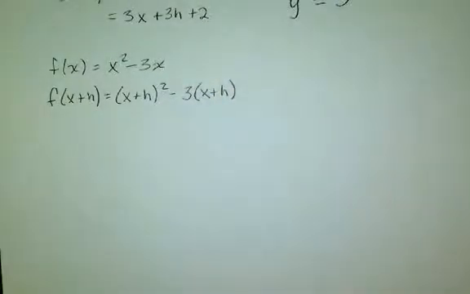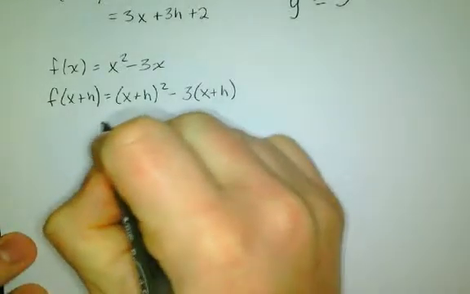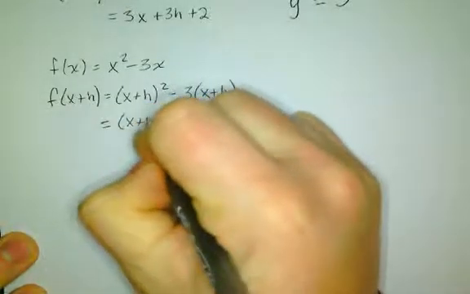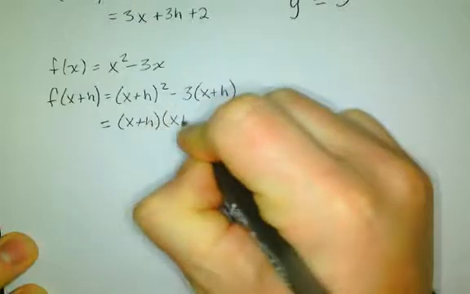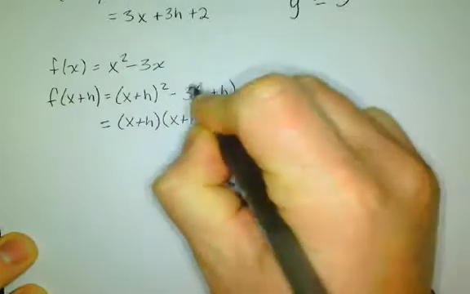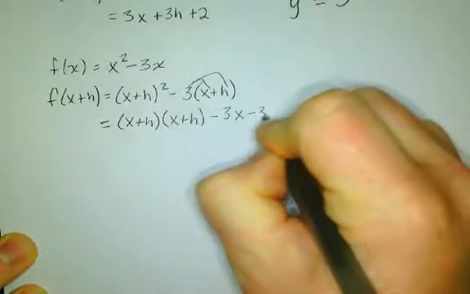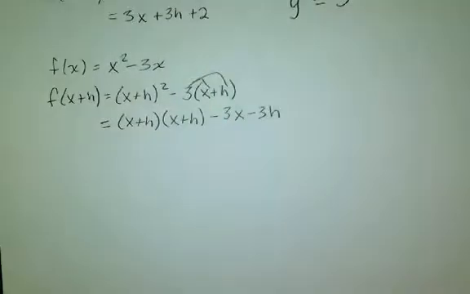Now, when I FOIL or expand (x plus h) squared, it's going to look a little funny, but it's going to be the same thing every time. So in this problem, I'm going to show you how I actually FOIL it, and then you're going to see that it just always is going to be the same when we're squaring x plus h. So we know that's (x plus h) times (x plus h). I'm going to go ahead and distribute that minus 3 to get minus 3x minus 3h.